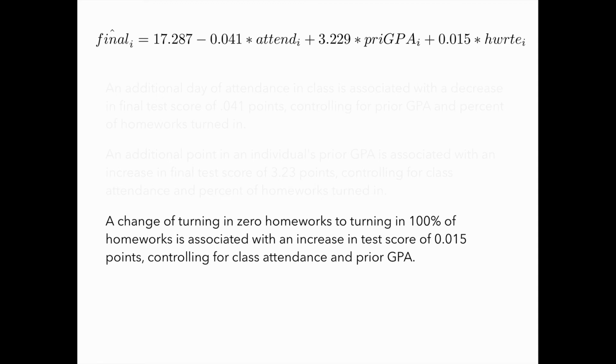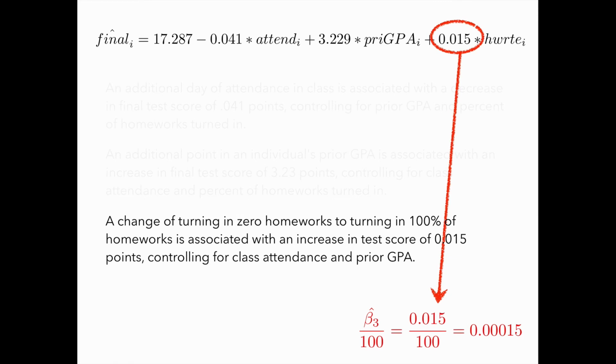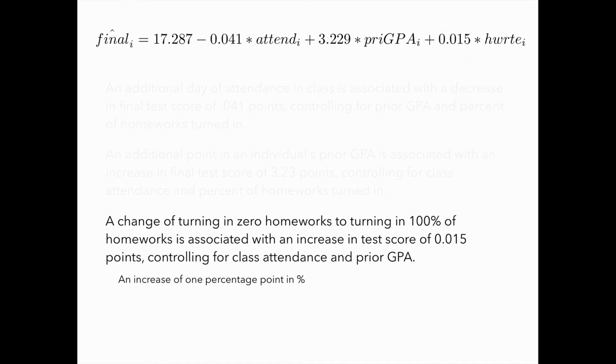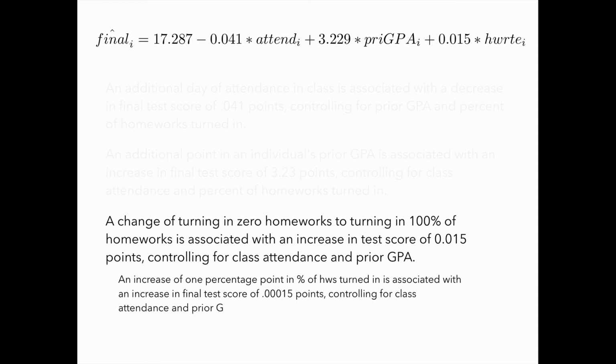controlling for class attendance and prior GPA. Even if this is a mechanically correct interpretation, though, we are probably more interested in the change associated with a 1 percentage point change in turned in homework, rather than a 100 percentage point change. To do this, we simply divide our coefficient by the appropriate scale, which in this case is 100. So, this then translates to an increase of 1 percentage point in percent of homeworks turned in is associated with an increase in final test score of 0.00015, controlling for class attendance and prior GPA.